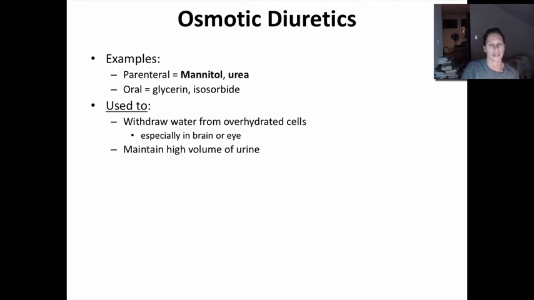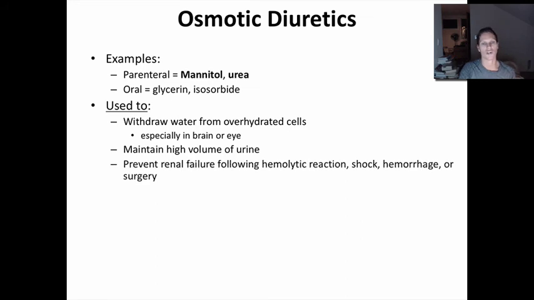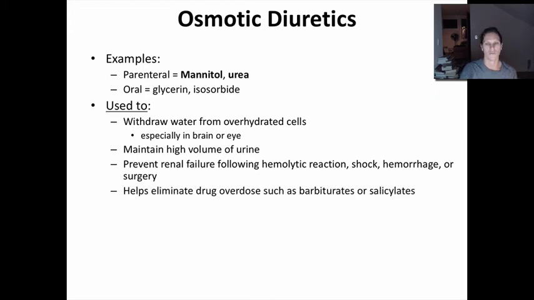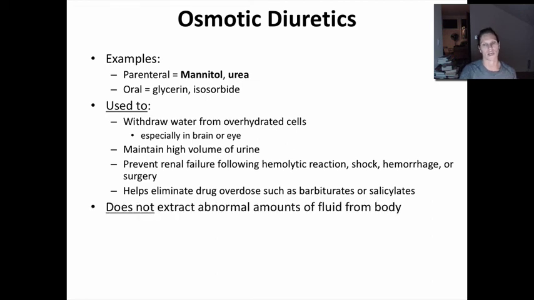So these are good to withdraw water from overhydrated cells, especially the brain or the eye. They're also useful if you run them through the renal tubules to maintain a high volume of urine. If somebody is experiencing shock, some kind of toxic state like bacterial sepsis, or they're hemorrhaging, anything that's potentially causing blood not to flow through the renal tubules, an osmotic diuretic would be useful. If you're trying to flush somebody's system, if they've overdosed on barbiturates or salicylates, or anything else for that matter, you could flush them with an osmotic diuretic.